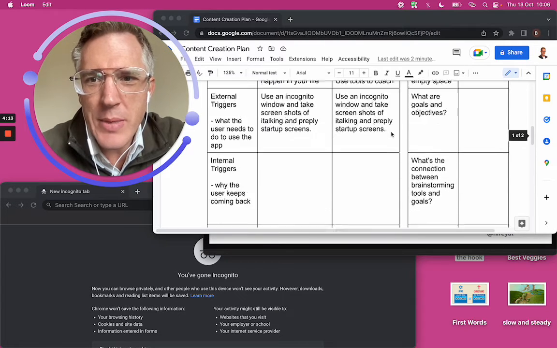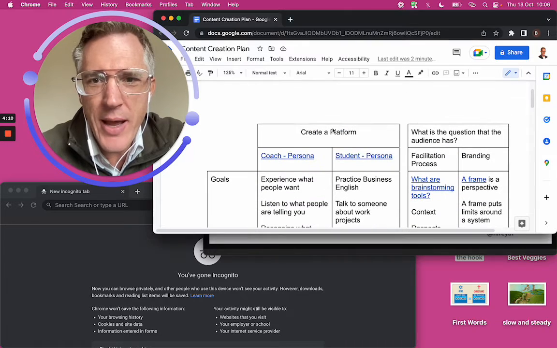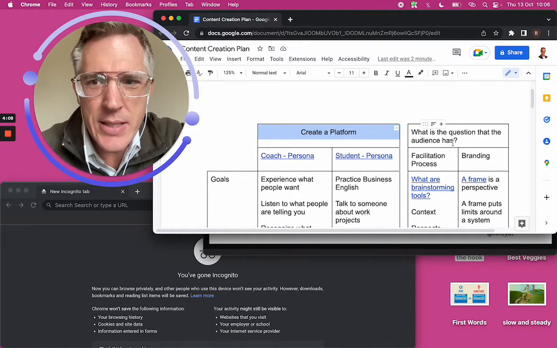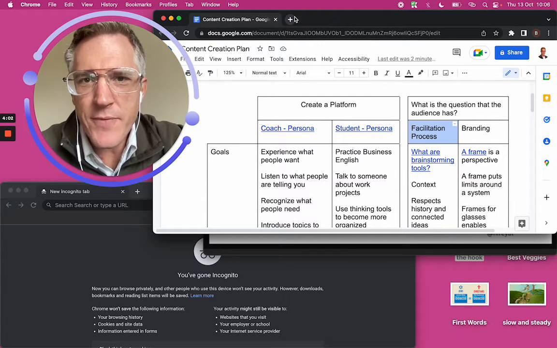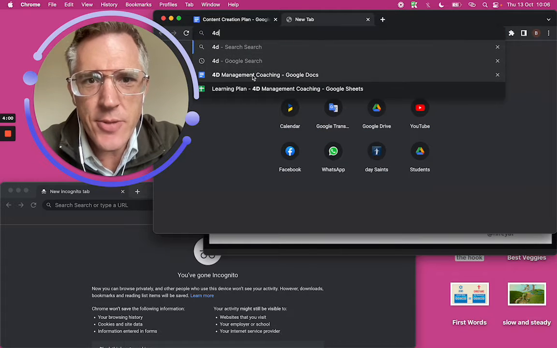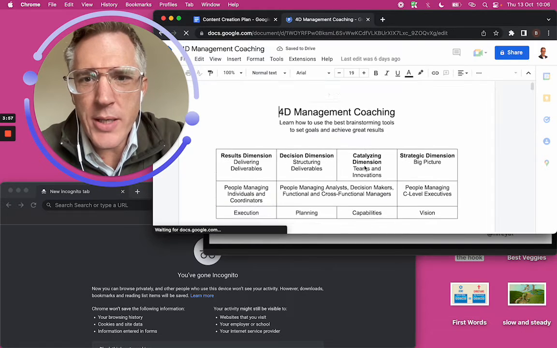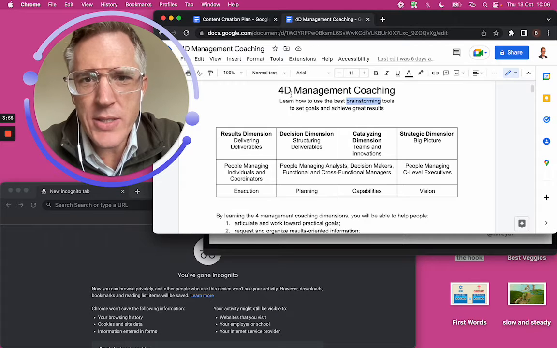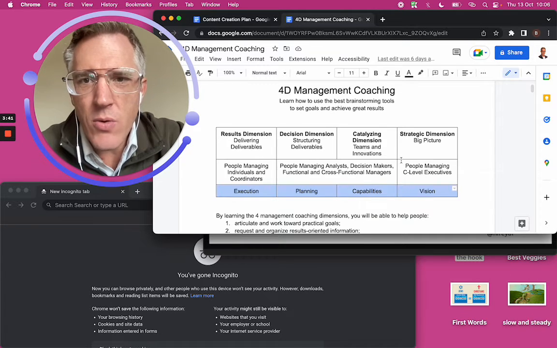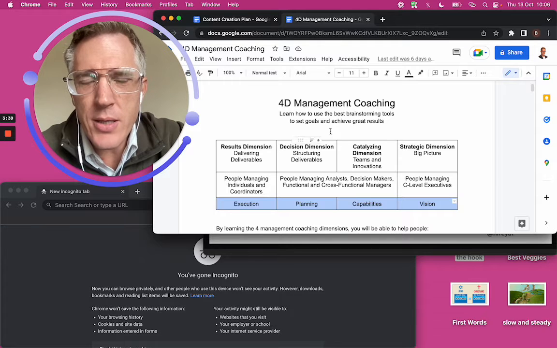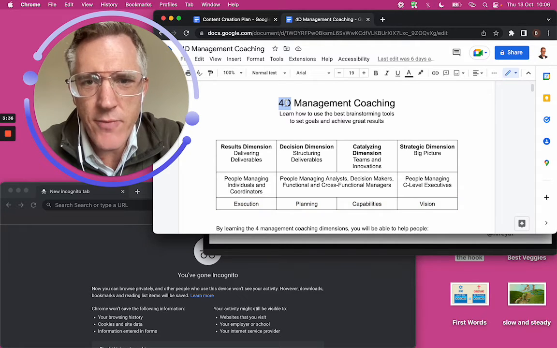So the whole point of me as a coach and me trying to create a platform for other coaches is, number one, I need to create a facilitation process. And when we look at the facilitation process that I actually teach, the first word that comes up is brainstorming. All right, so what is 4D management coaching? It's very simple. Either you're working on vision, you want to talk about capabilities, planning, or execution. This is the whole point of business. So that's the basic introduction of the 4Ds.